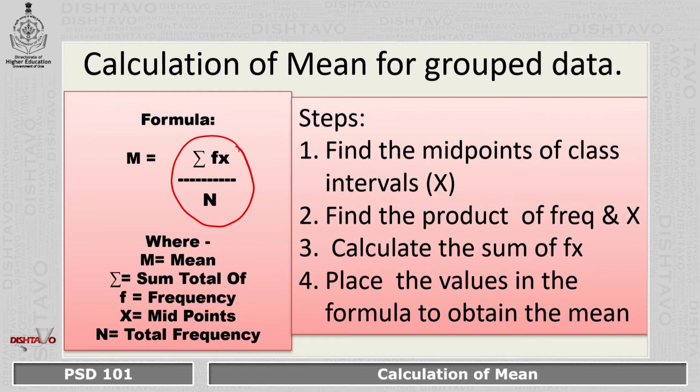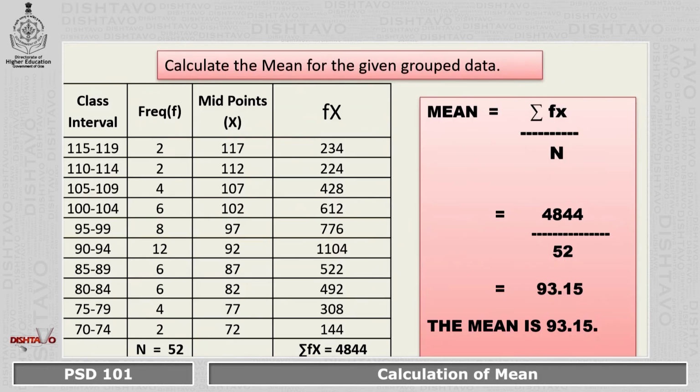The first step for you here is to find the midpoints of class intervals. Secondly, once you find the midpoints of class intervals, you multiply each of the midpoints with its respective frequency. Then you go on to calculate the sum of fx. And lastly, you just place all the values in the formula to get the value of mean. We shall work this entire picture into a problem that is stated here.